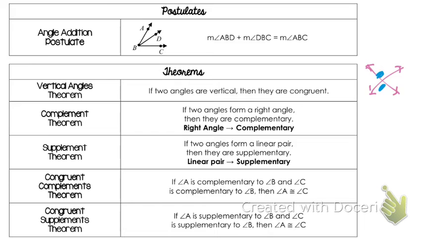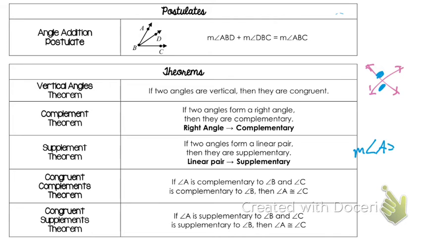Congruent complements theorem. If angle A is complementary to angle B and angle C is complementary to angle B, then angle A is congruent to angle C. My goodness, I botched that. Okay, let me draw this out. If angle A adds up with angle B to be complementary, okay, instead of drawing that, I'm actually going to write it out.